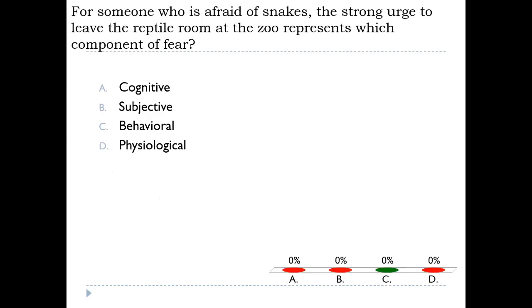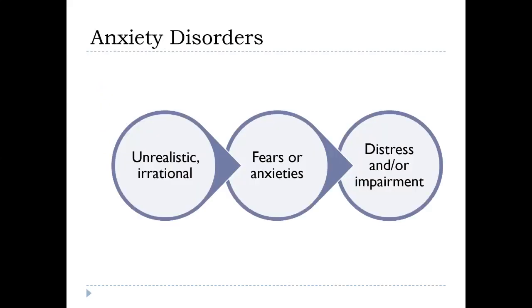Okay, and as you can see here, the answer is C, behavioral, right? Behavior, what your body does. You want to leave, you have this urge to avoid. Okay, so that's sort of the background of fear versus anxiety.